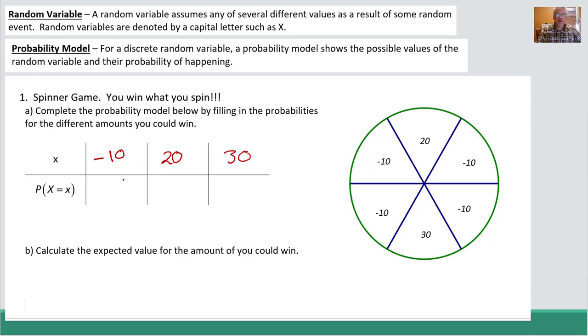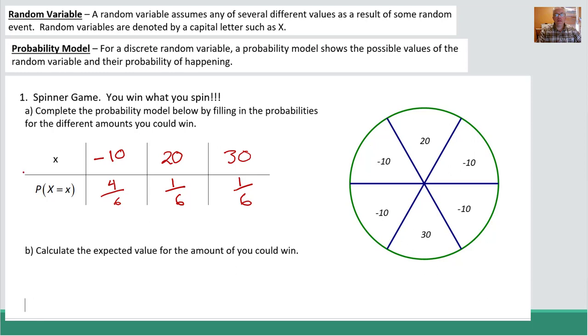Okay, so these are the values that the random variable can have, and what we're going to write are their probabilities. So the spinner is divided up into 6 equal parts. There are 4 parts that have negative 10, so there's a 4 out of 6 chance, and you can write 2/3 if you want. There's a 4 out of 6 chance of losing $10. There's 1 out of 6 different possibilities, so your probability of winning $20 is 1/6. And the probability of winning $30 is 1/6.